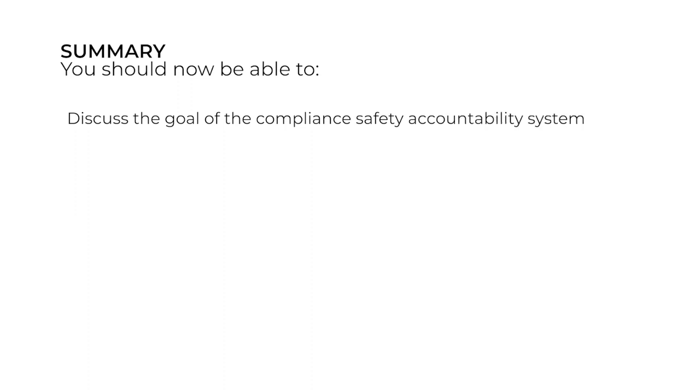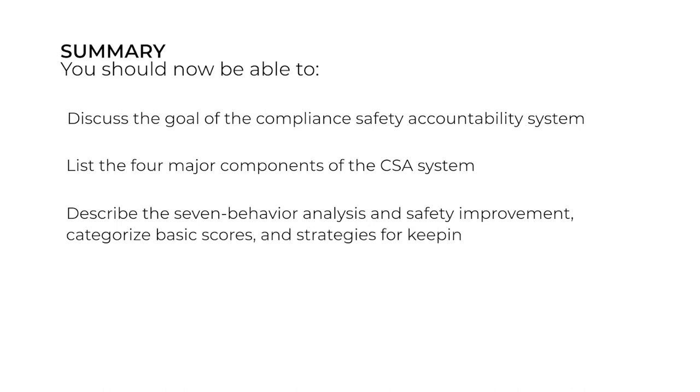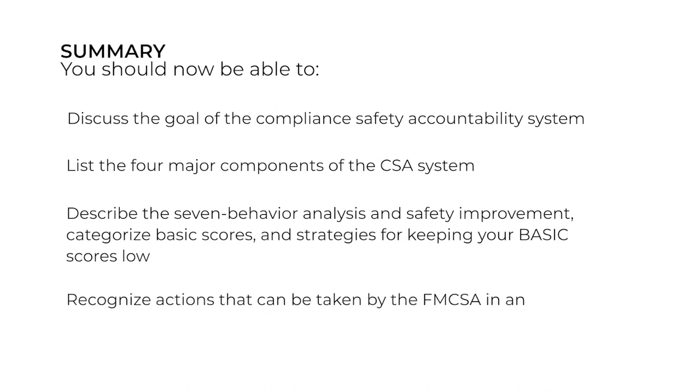You should now be able to discuss the goal of the Compliance Safety Accountability System, list the 4 major components of the CSA system, describe the 7 behavior analysis and safety improvement categories, basic scores, and strategies for keeping your basic scores low, and recognize actions that can be taken by the FMCSA in an intervention.